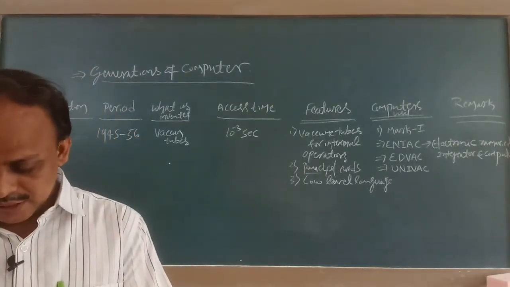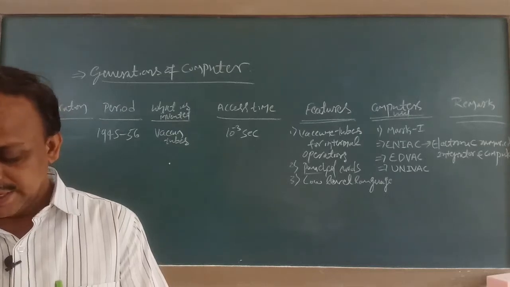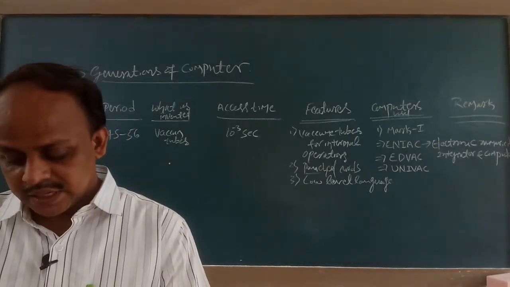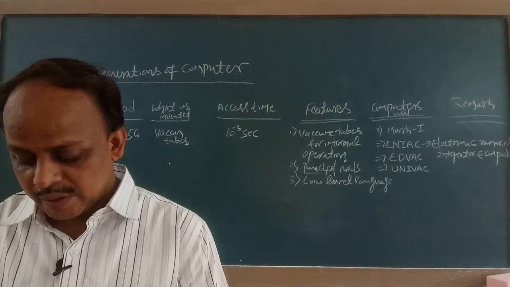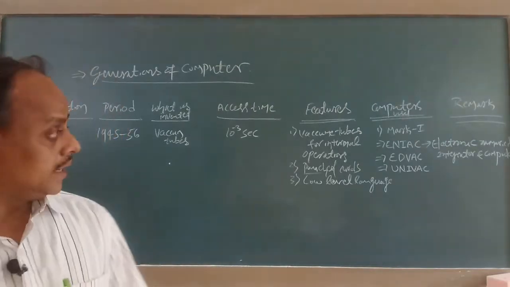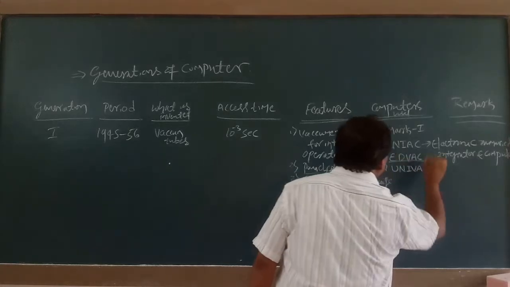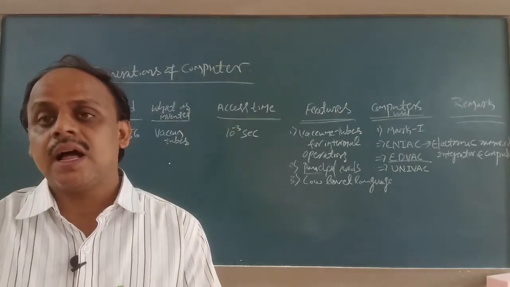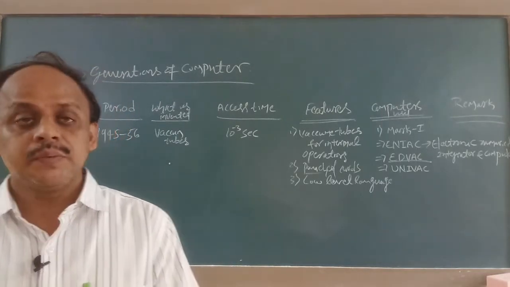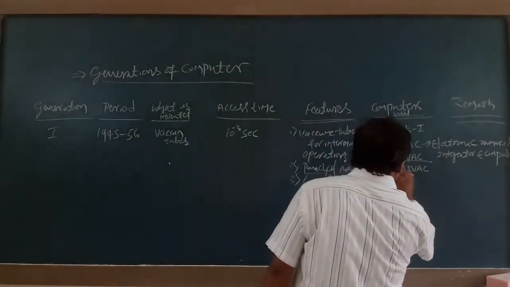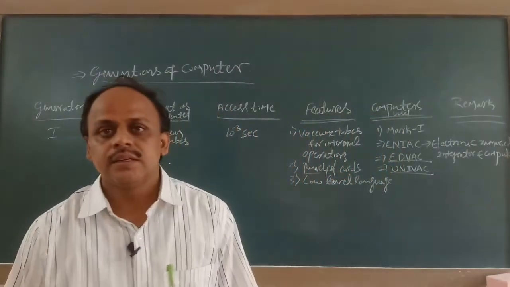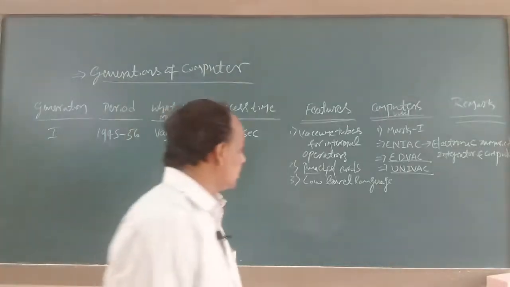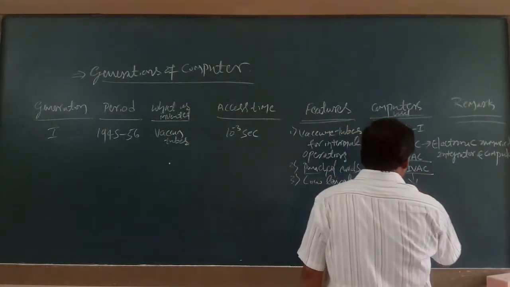In the same way, we can also expand EDVAC. EDVAC represents electronic discrete variable automatic computer. EDVAC stands for electronic discrete variable automatic computer. Similarly, this last one, UNIVAC, stands for universal automatic computer.